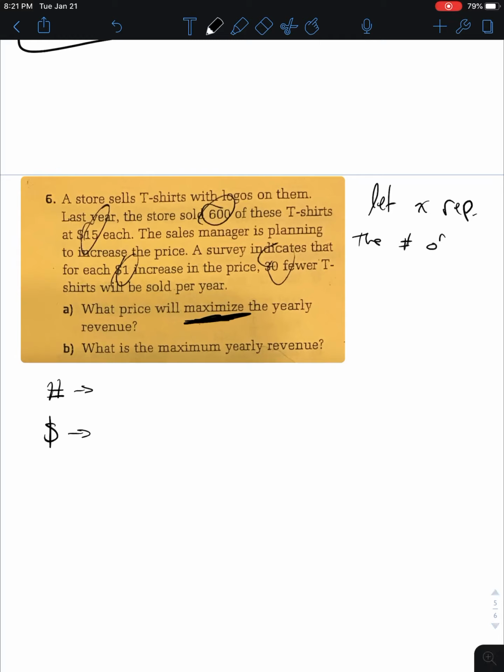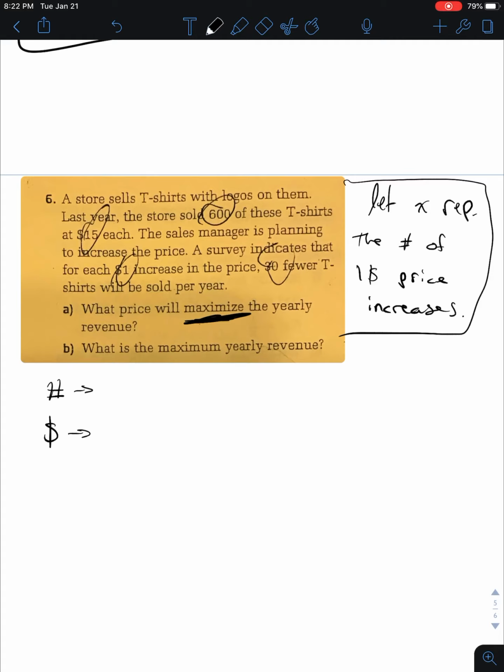You're going to say let x represent the number of $1 price increases. This is the same every time you see maximum revenue. You're going to say x represents the number of times I'm going to increase the price or decrease the price. So let's go back to my two equations.